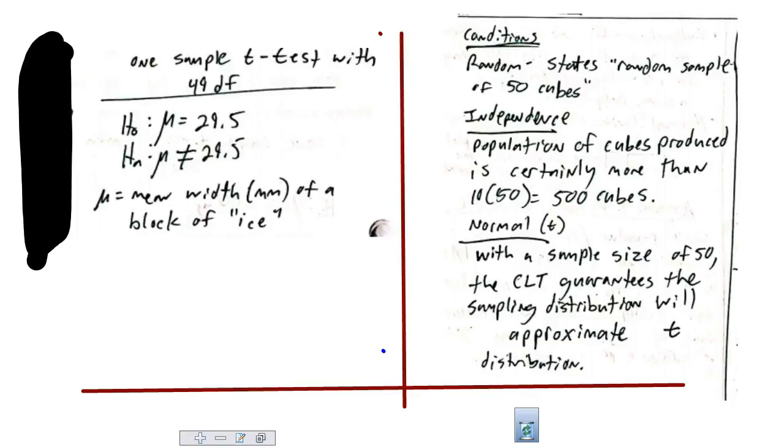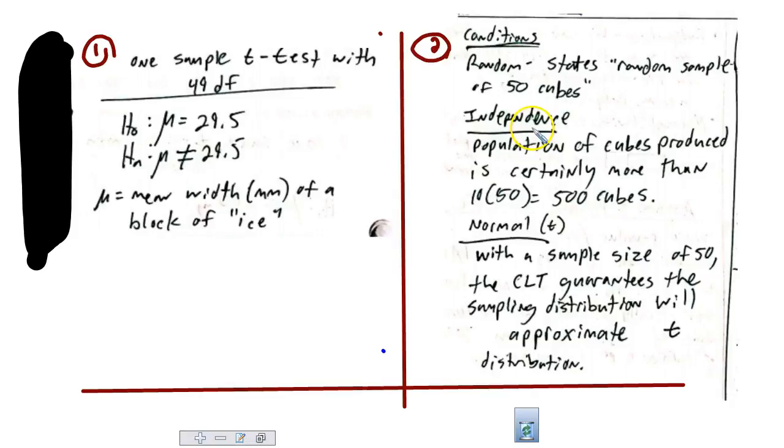Now we move on to step 2. Step 2 is checking conditions. The 3 conditions are the same conditions we've been talking about for weeks and weeks and weeks now. Was it stated to be a random sample? And yes, it was stated to be a random sample of 50 cubes. How do we check for independence?